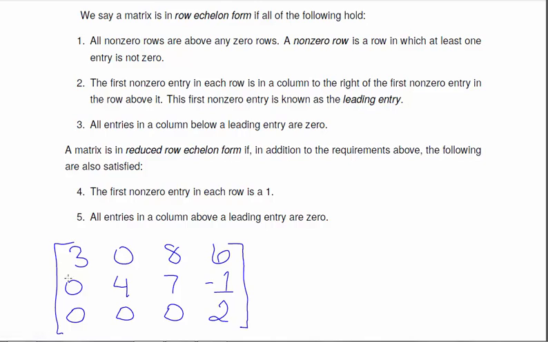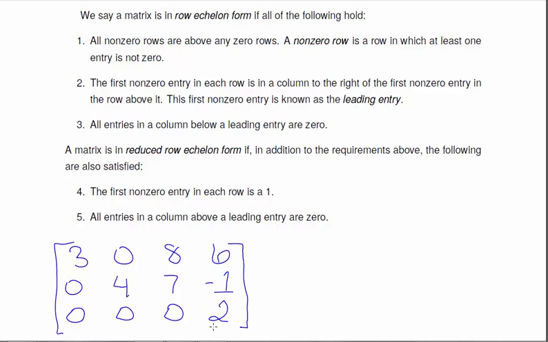Basically what that's saying is, here I have a 3. If I move down and right, I have a 4. And if I move down and right, I have a 2. So as I'm looking at the first thing that's not a 0, I should be moving down and to the right. 3, all entries in a column below a leading entry are 0. The leading entry of the first row is a 3. Everything below it is a 0. The leading entry in the second row is a 4, and everything below it is a 0. The leading entry in the third row is a 2, and there's nothing below it that needs to be a 0.